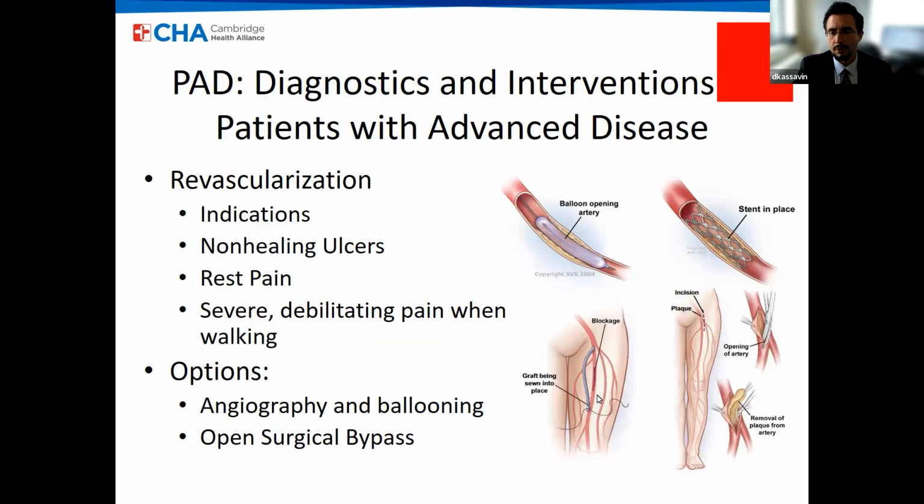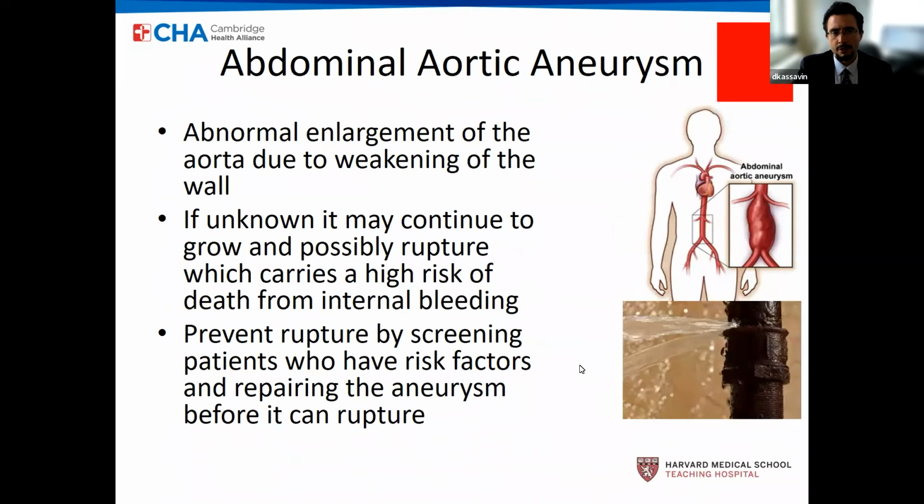So I'm going to move on to abdominal aortic aneurysms, which also falls within the arterial system. So the aorta is the main artery of the body. And so from the heart, that goes down the chest and into the abdomen, and around the level of the belly button, it splits into two, with each branch going down each leg.